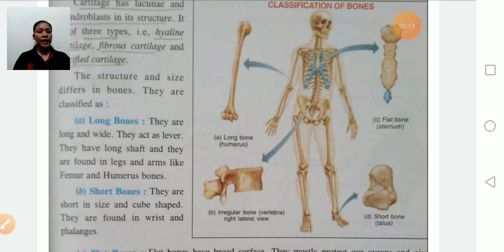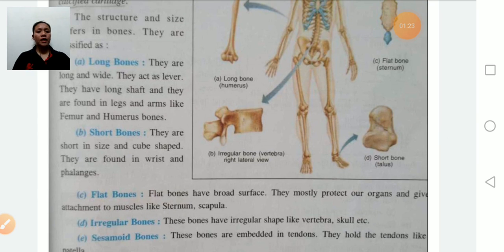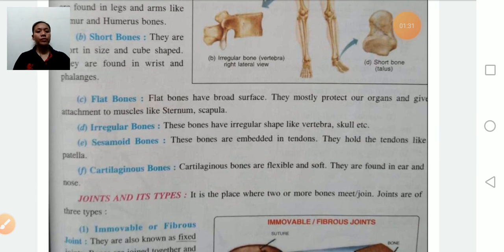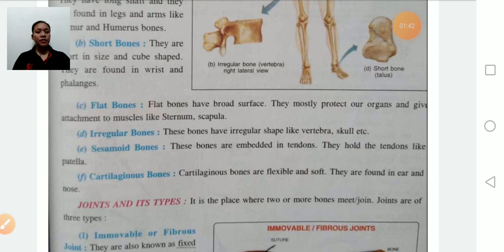Long bones are long and wide, and they are mainly found in the legs and arms. Short bones are short in size and cube shaped. Flat bones have a broad surface, and they mostly protect our internal organs and give attachment to the muscles, like the sternum and scapula.